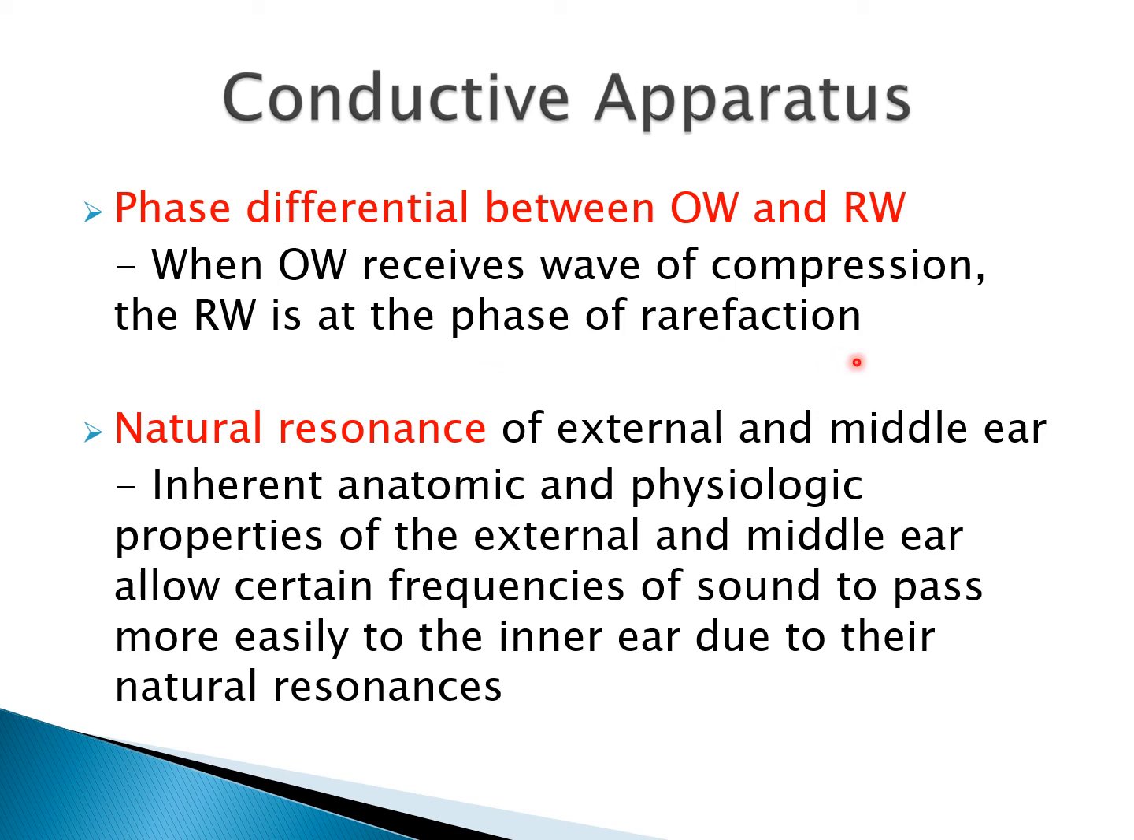So whenever a sound hits the tympanic membrane, the ossicles vibrate, and preferentially the sound is transmitted through the oval window. So when the oval window has a wave of compression, the round window should be in the wave of rarefaction. If both windows are at similar waves, they will nullify the effect of each other, and there will be no movement of the inner ear fluids, and no generation of the electrical impulse. So this phase difference between these two windows is important to hear the sound.